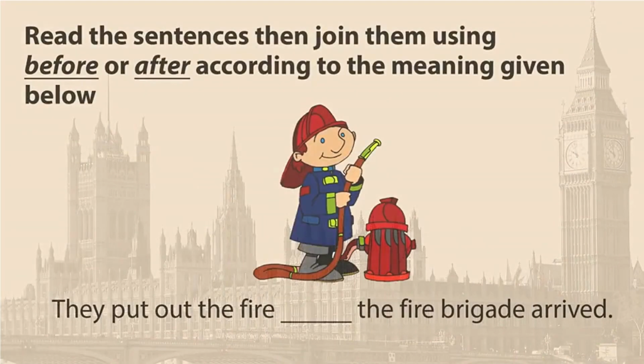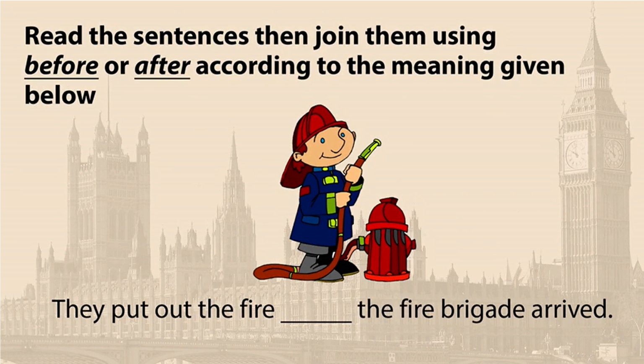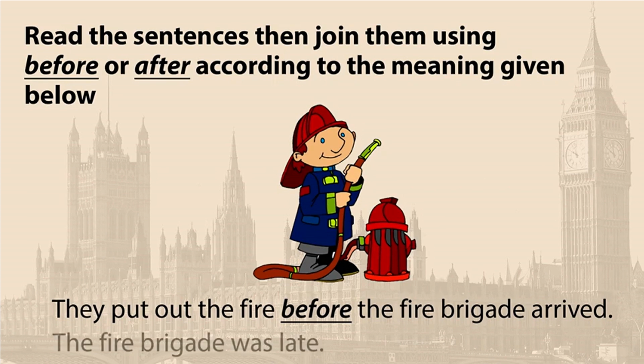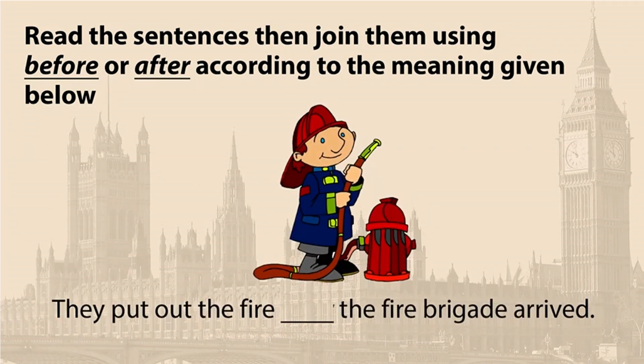Read the sentences and join them with the words before and after, according to the meaning given below. They put out the fire before the fire brigade arrived. Они потушили огонь до того, как приехала пожарная команда. The fire brigade was late. Пожарная команда опоздала.